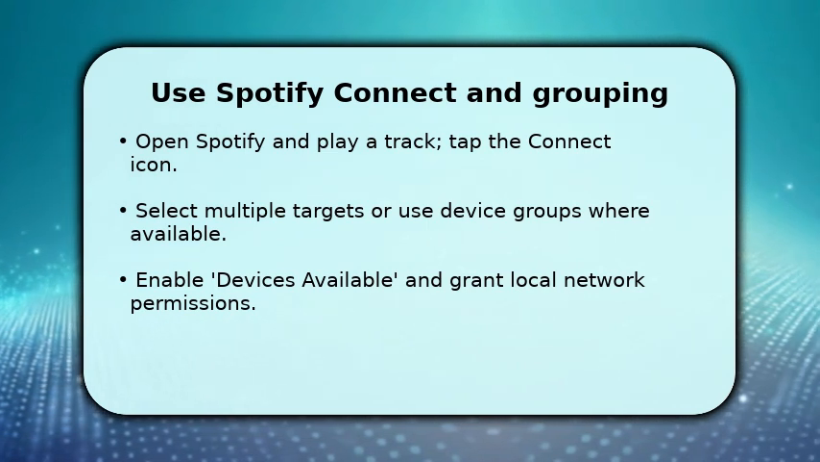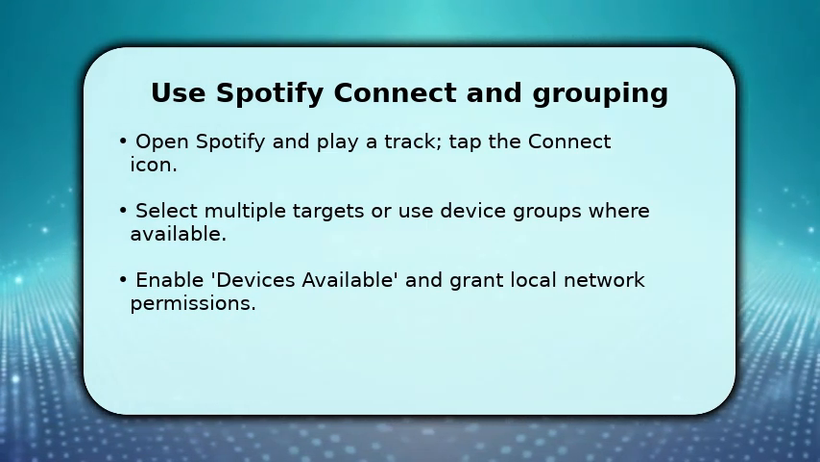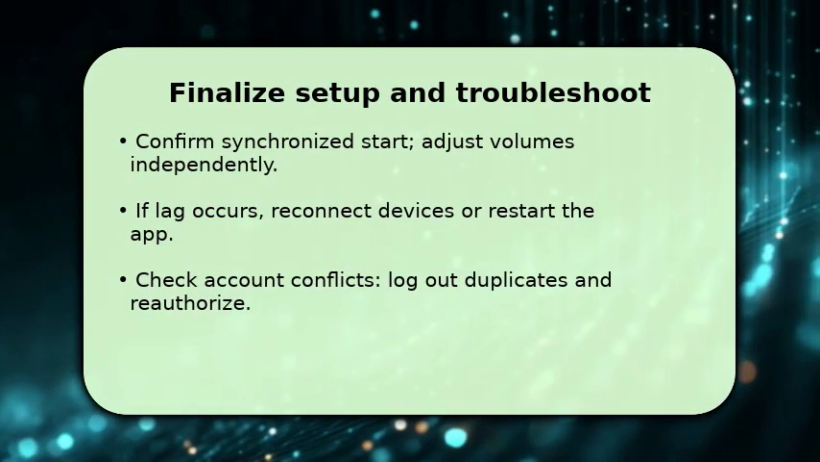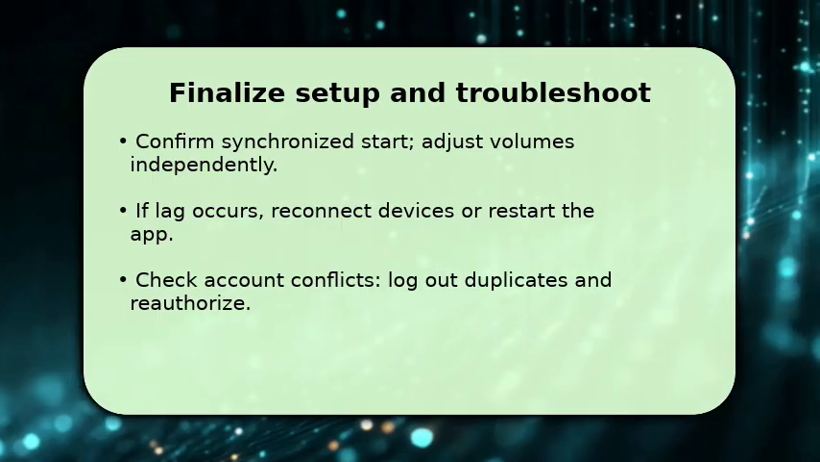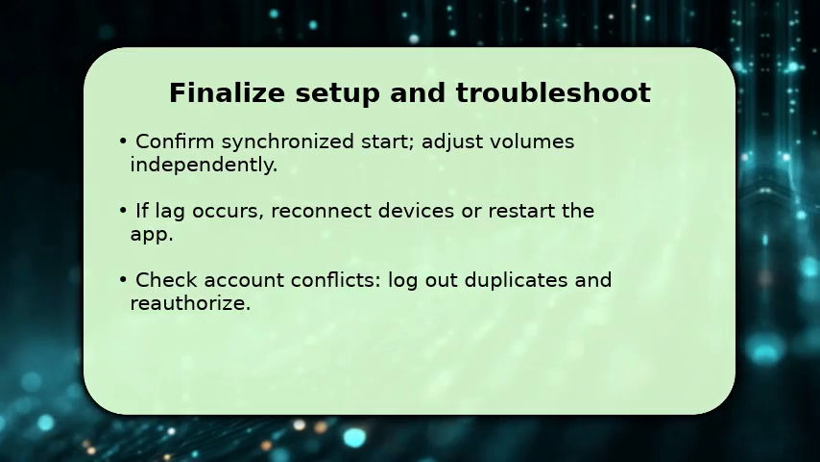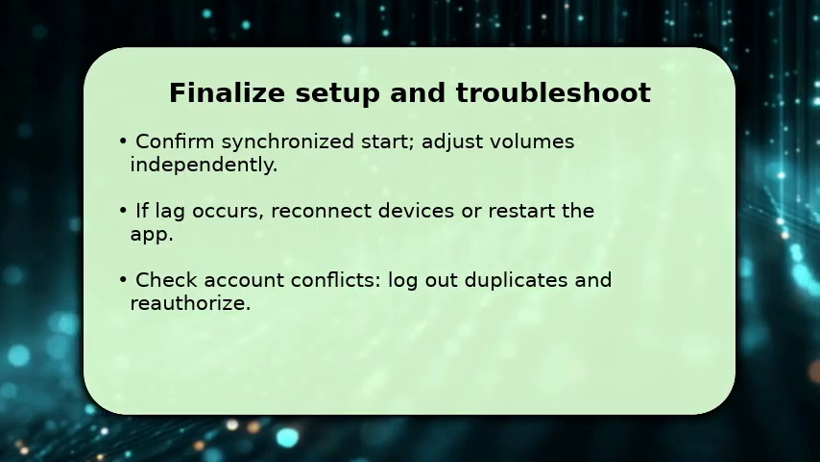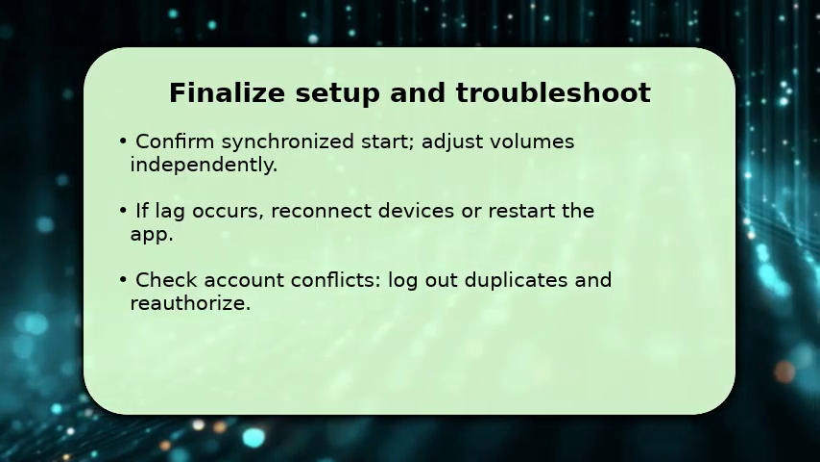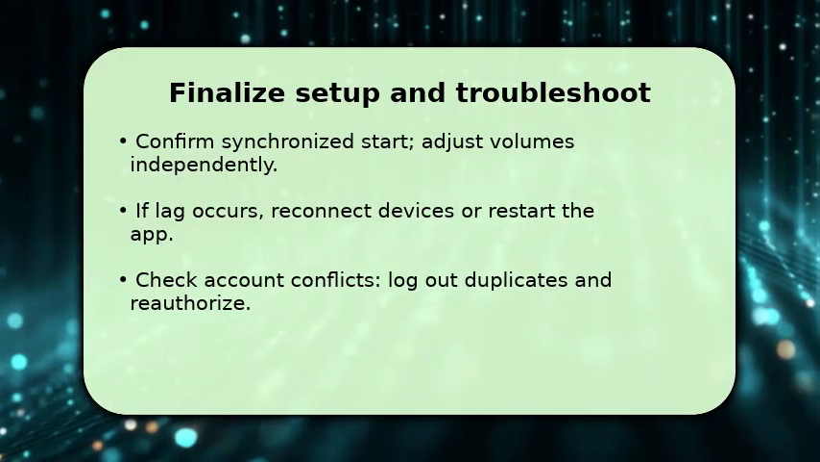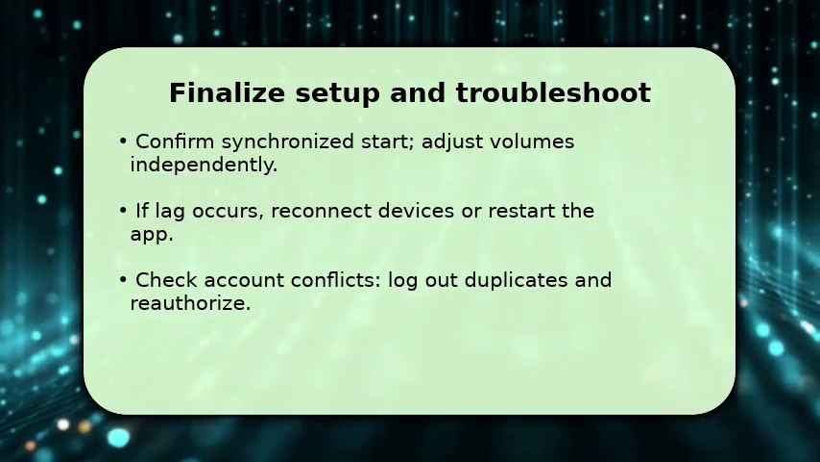Finish by validating synchronization and fixing common issues. Start playback and verify devices begin together. You can adjust each device's volume independently for balance. If you see lag or dropouts, reconnect the affected device or restart the Spotify app to refresh the Connect session. Also check for duplicate account sessions, log out extra devices, and reauthorize the ones you need. If discovery fails, temporarily disable VPNs or guest network isolation.